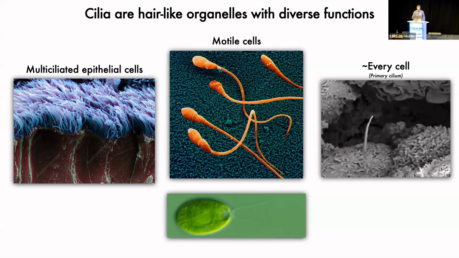And then, of course, more or less every mammalian cell has a primary cilium. So these do not have any of the motors, but they have a large concentration of different signaling molecules, and they act as a sort of cellular antenna during cell development and maintenance.